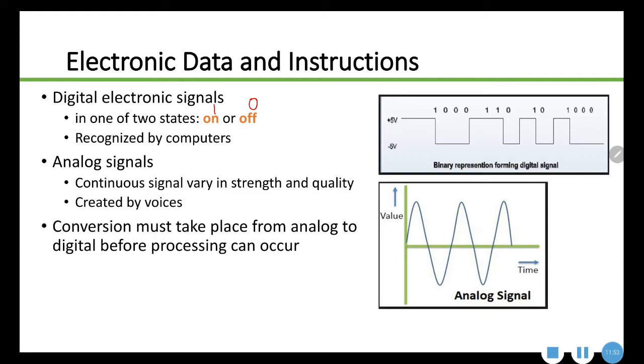For devices with analog signal, it has to be converted to digital signal, then only the computer can process. For analog signals, the signal is continuous and varies in strength and quality. Sometimes voice, voice is an analog signal. So we have to convert that analog data to digital before processing can occur.